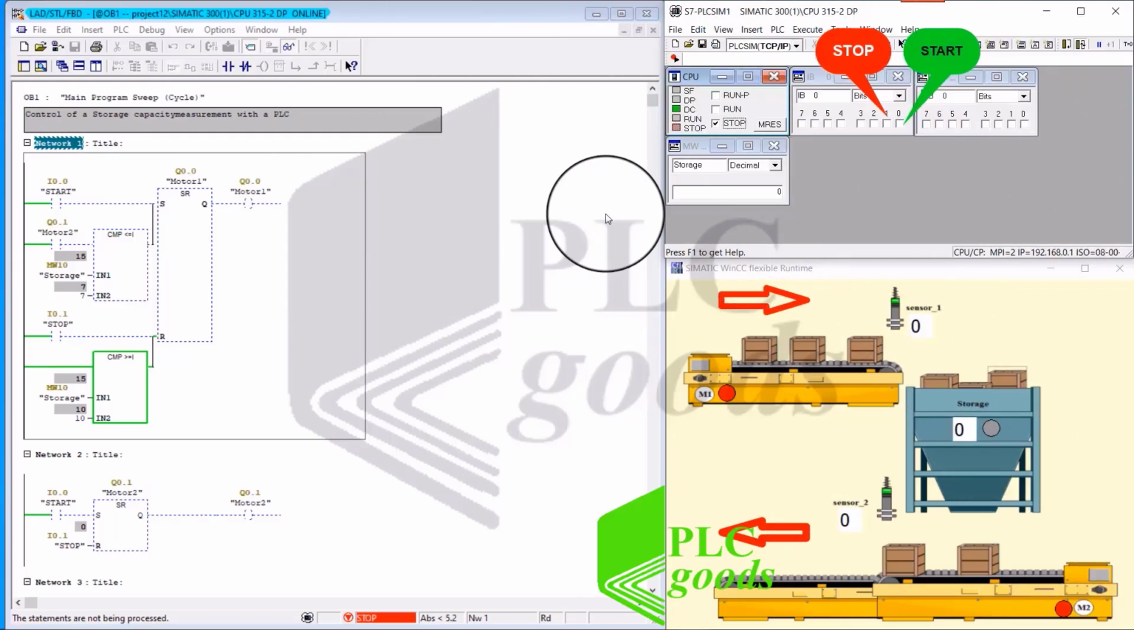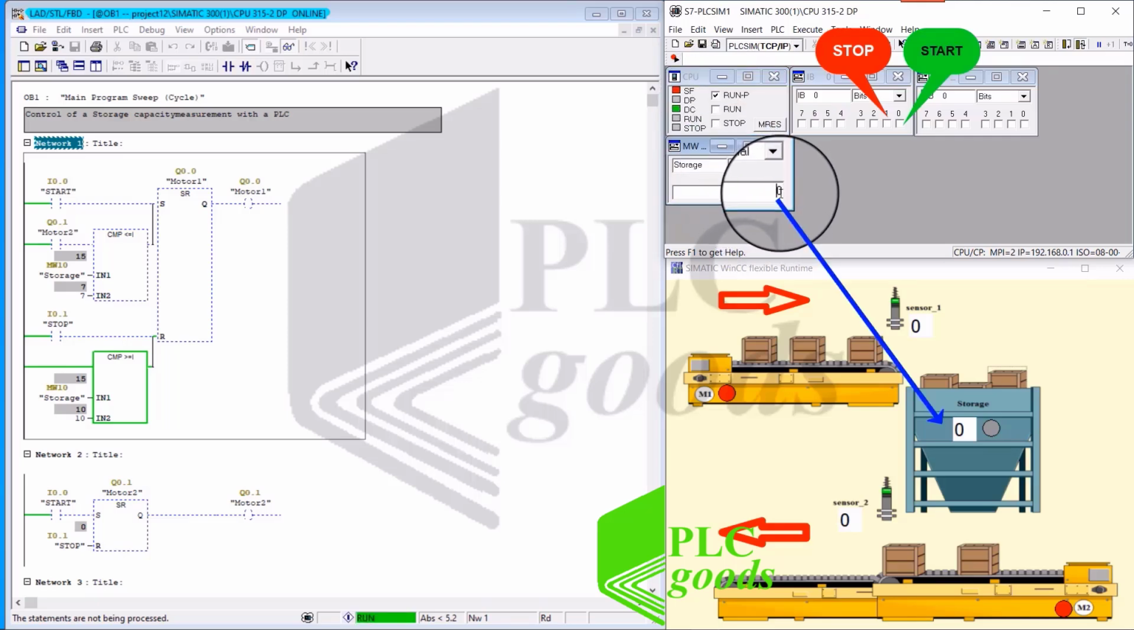Notice that the PLC is in off mode and memory locations related to sensor 1 and 2 show 0. I go ahead and turn on the simulation of the program by tapping on the Run Program button. Notice that the storage area also shows 0 boxes.